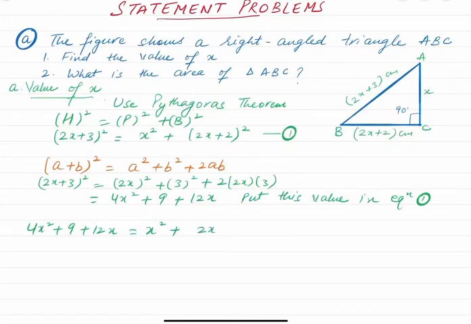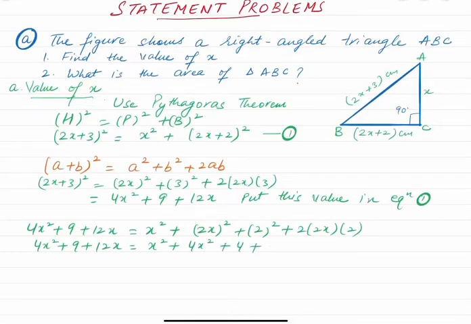Similarly, we need to open (a plus b) whole square. So (2x) whole square plus 2 square plus 2 times 2x times 2, which is 2 into a into b. We can solve the whole expression in a single line as well. So x square plus 4x square, plus 2 twos are 4, plus 2 times 2 times 2x, which is 8x.